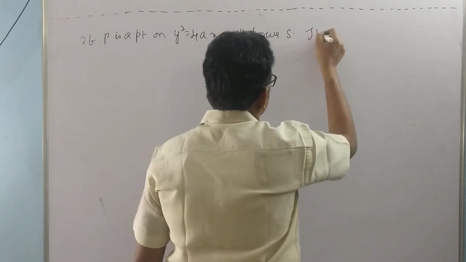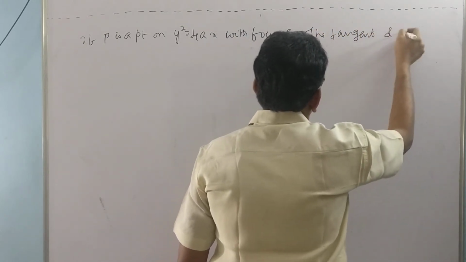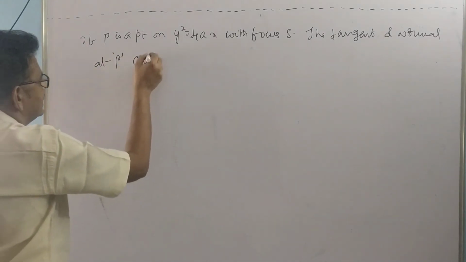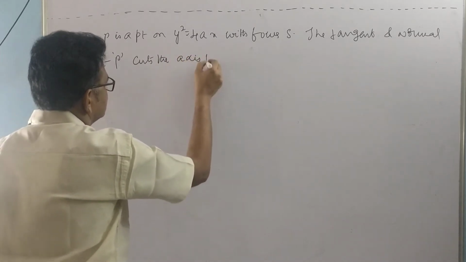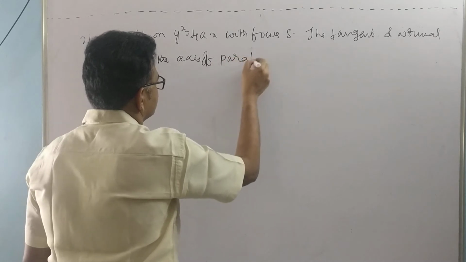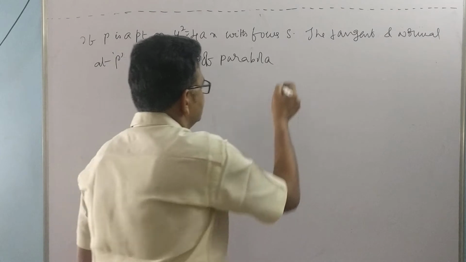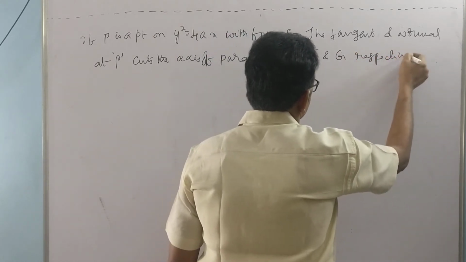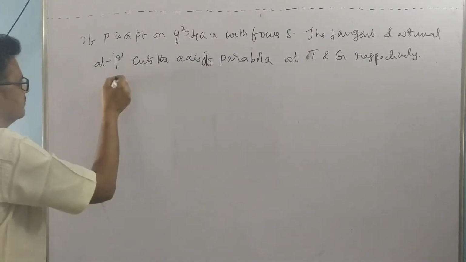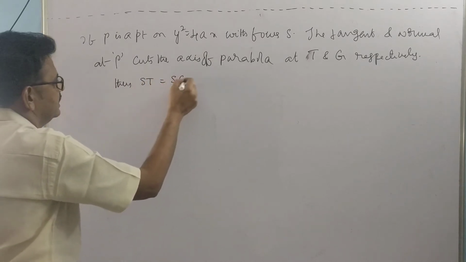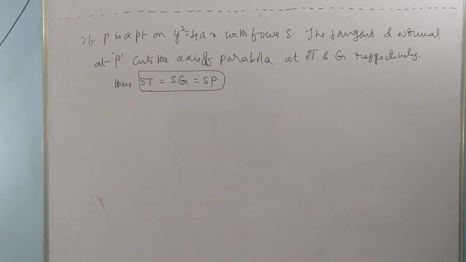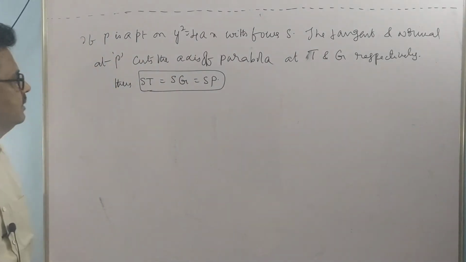the tangent and normal at the point P cut the axis of the parabola at T and G respectively. Then ST is equal to SG is equal to SP.